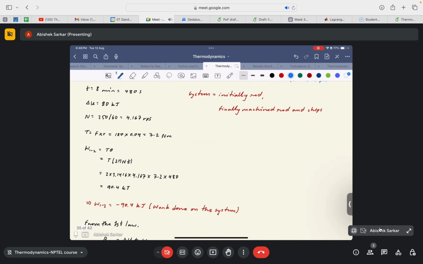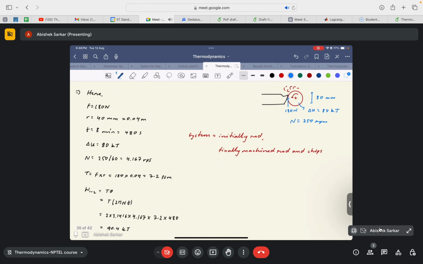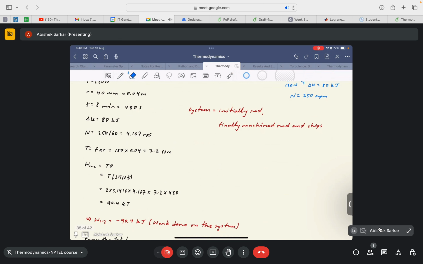Okay, so the net work done on the system, because this tool is now working on our system, on our rotating workpiece. So work is done on the system. It is given by T times theta. Again, this formula of work done was discussed in the previous week's session, so I'll not go into detail on how we derived it. T is the net torque, theta is the net angular displacement.